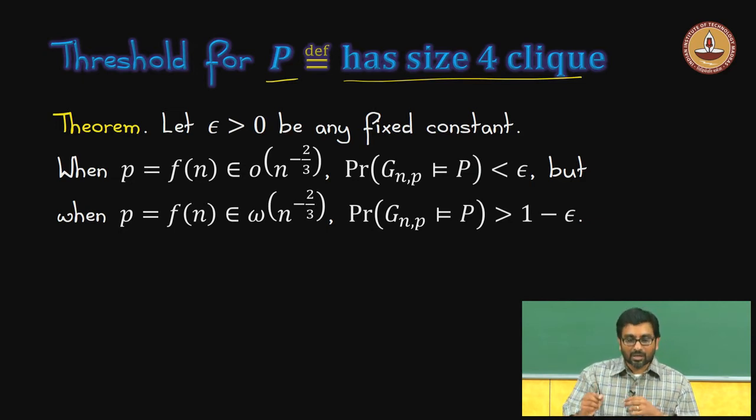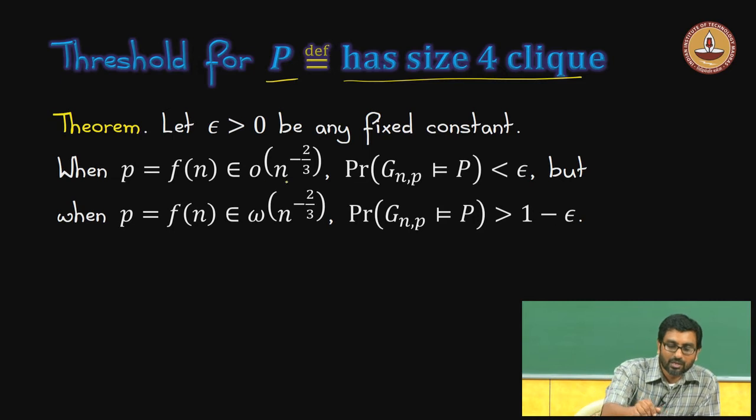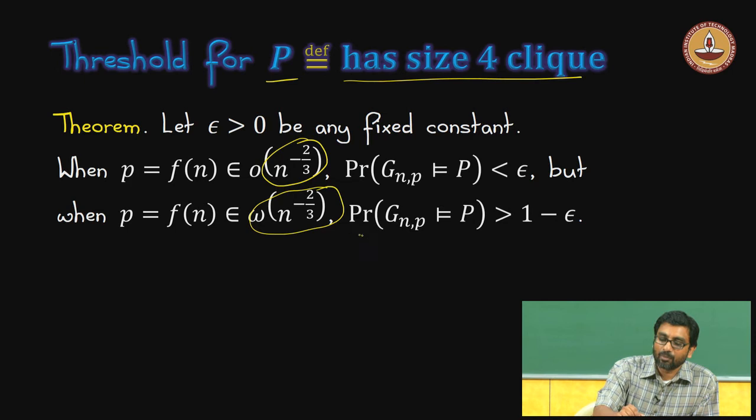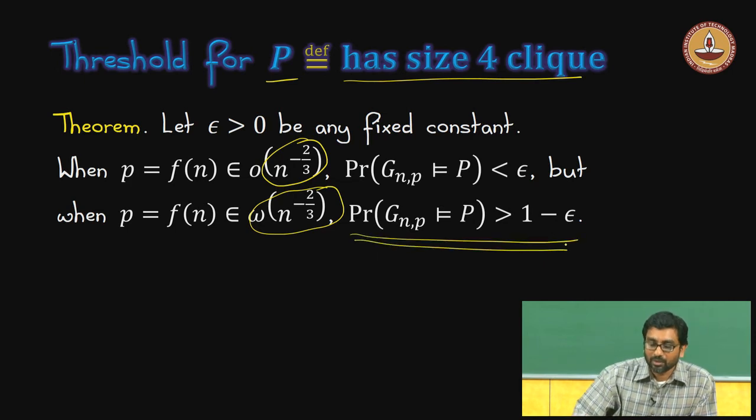In particular, here the threshold function is n to the minus 2/3. When you set the probability to be little o of n to the minus 2/3, then the probability of seeing cliques of size 4 tends towards 0. Otherwise, the moment the probability of having edges is little omega of n to the minus 2/3, then immediately the probability that you see that property tends towards 1.